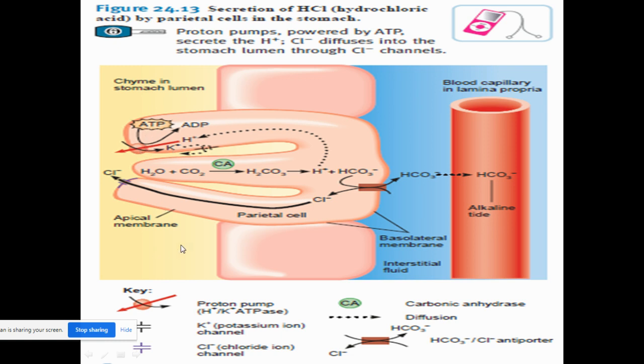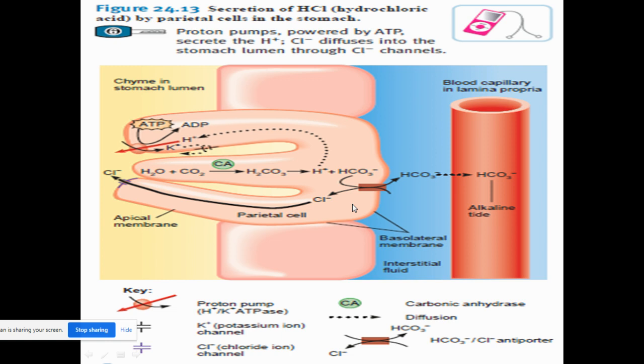Apart from this, you have other channels which will allow the flow of only potassium. Here you can see potassium flows from the cell into the lumen. Another thing, you have the chloride channel. This is violet colored, and this is black in color. This will allow the flow of chloride from the cell into the lumen. Apart from this, you have an antiporter which will allow the bicarbonate to go outside and chloride to come inside.